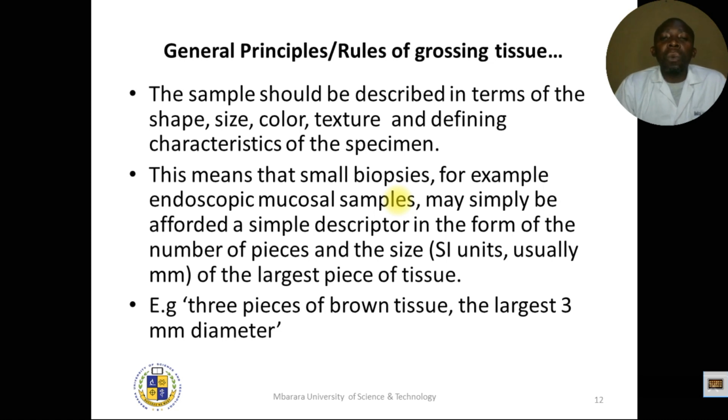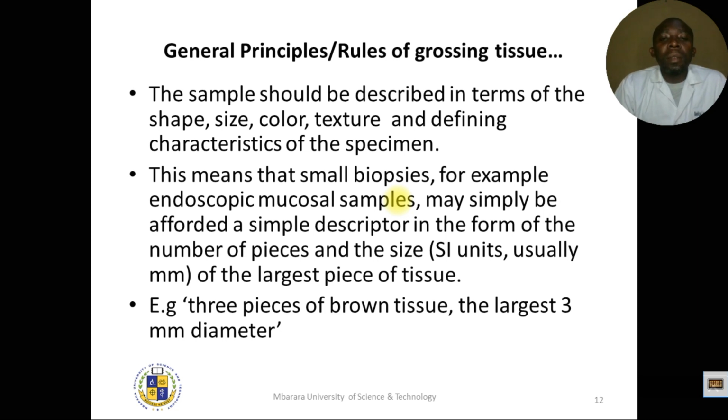The color, is it white? Is it cream? What's the color? And then other description that we may identify on the tissue. So all these descriptions are important because we are looking at the macroscopic examination and the identification of points of interest on this specimen. So this means that small biopsies, for example, like the endoscopic mucosal samples, this may simply be afforded a simple descriptor in form of the number of pieces.